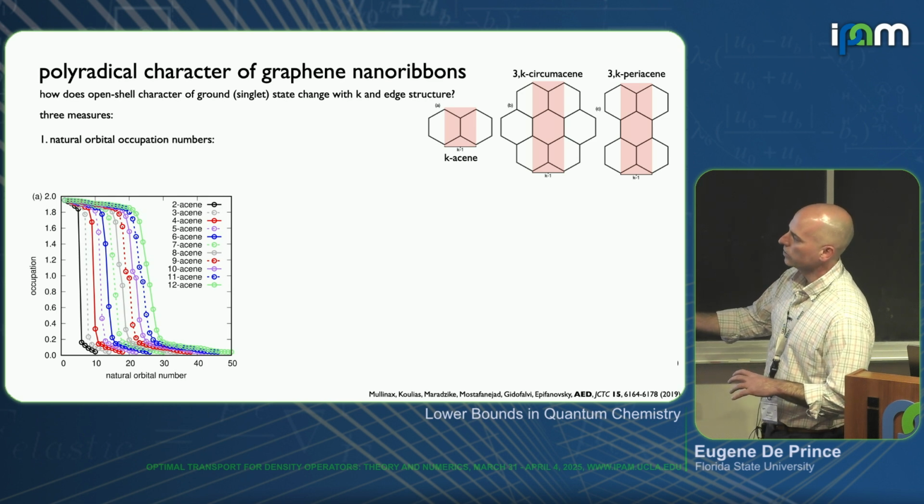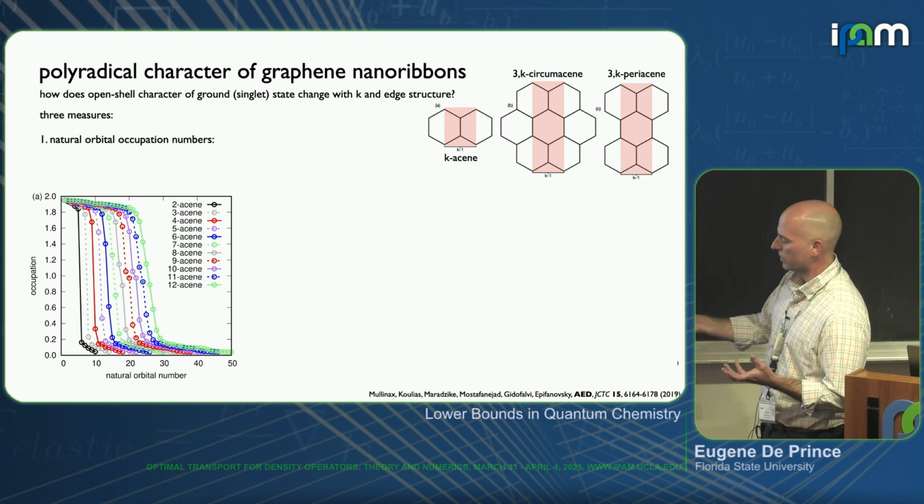But as you go to larger members of the series, then you start to see density leak out of the highest occupied natural orbital and into the lowest unoccupied natural orbital. And then we have 2 orbitals that are both singly occupied here. So this is a singlet biradical. And they get even more complicated polyradical behavior beyond that.